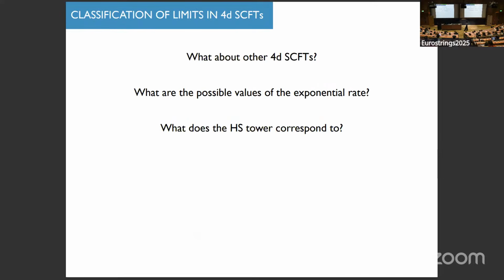Okay, so just wanted to say, for N=4 super Yang-Mills it is clear that this limit is the tensionless string limit of the critical string, but what about other CFTs? What are the possible values of the exponential rate, and what does the higher spin tower correspond to? Is it always the critical string, or can we get other things?